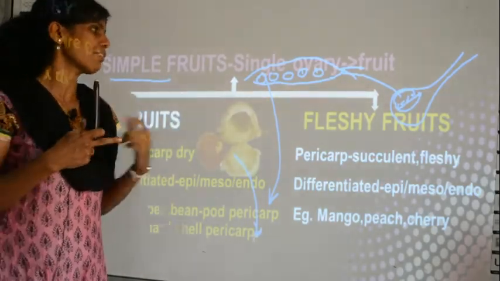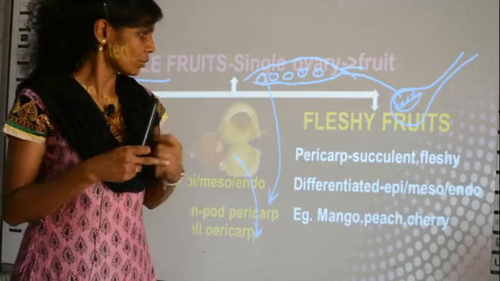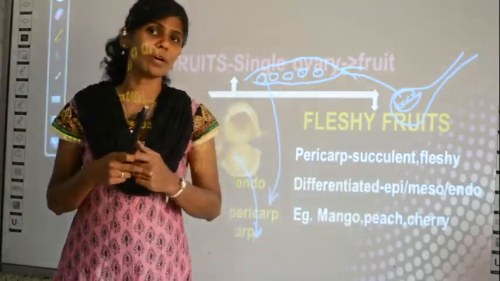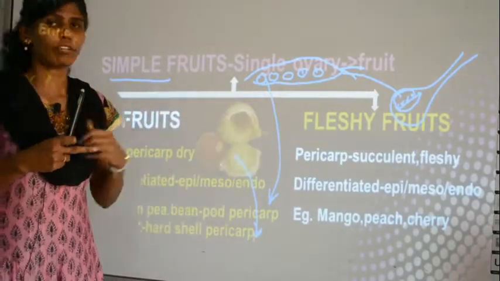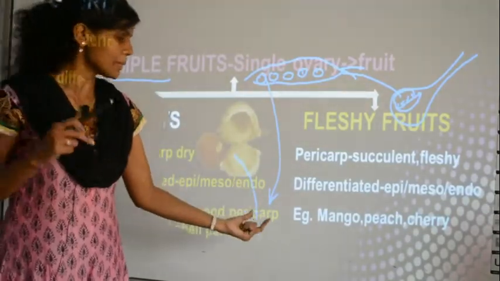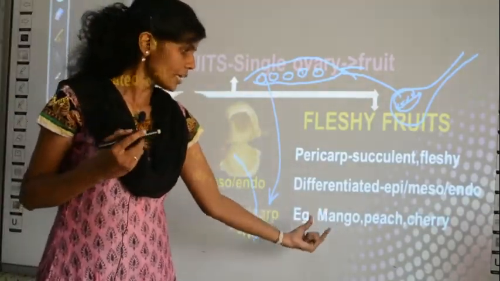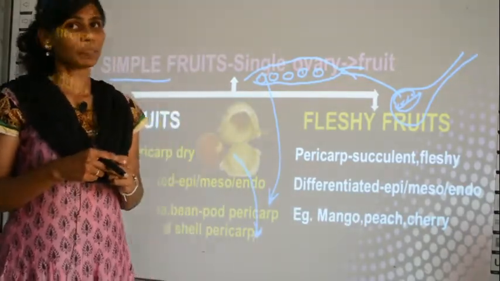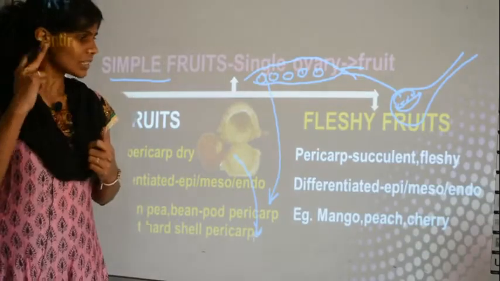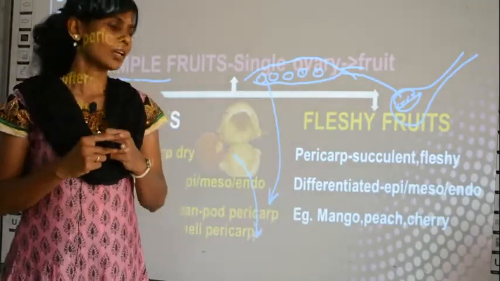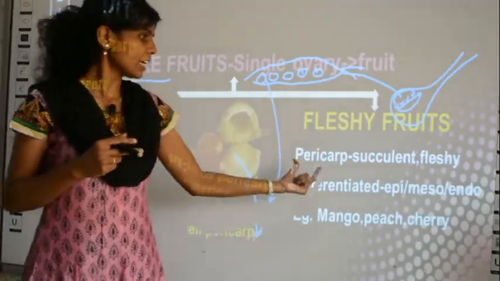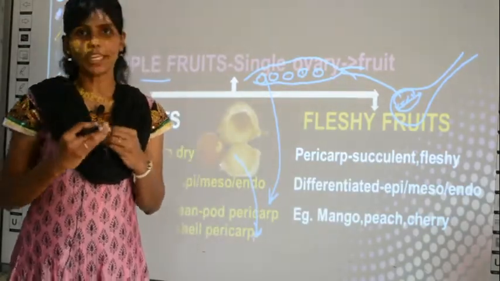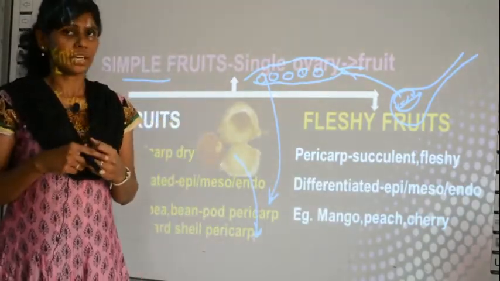Then what about the fleshy fruits? In fleshy fruits, the pericarp is succulent or juicy. Before learning about the description of fleshy fruits, let us see the examples. Mango, peaches and cherries are examples for fleshy fruits. Just imagine mango in your mind. In mango, the pericarp is the succulent or fleshy part. The mango what you eat, that is the pericarp.